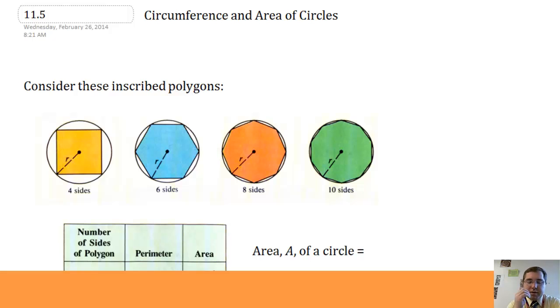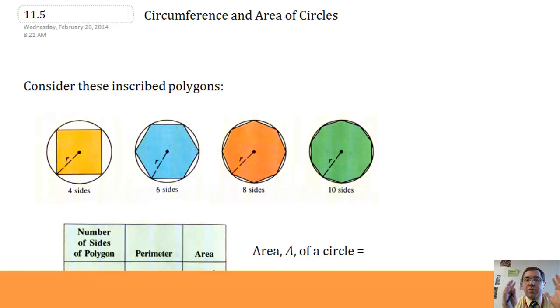As we increase the number of sides of the inscribed polygon, we fill up more of the circle. And the polygon itself becomes a better and better approximation of the circle. As I have more and more sides, there's less and less space between the polygon and the circle. There's a lot of space with the square, not much space at all with the decagon, but there is space. And if I increase the number of sides, there's less and less space.